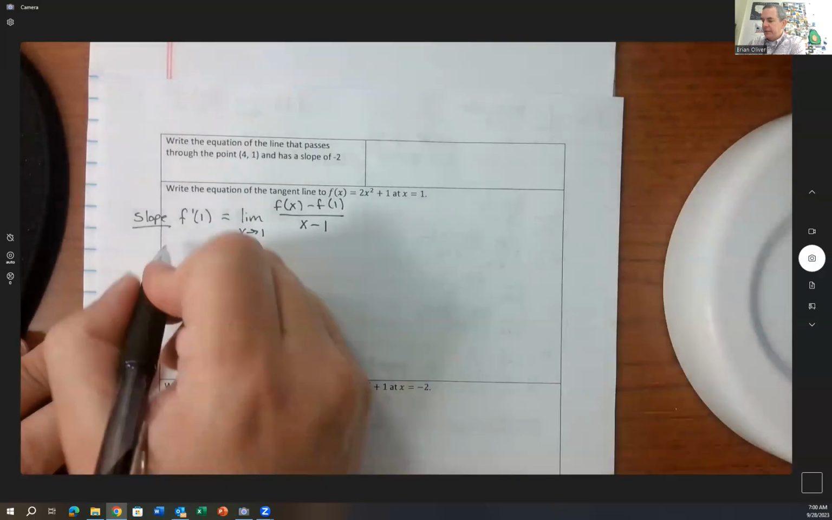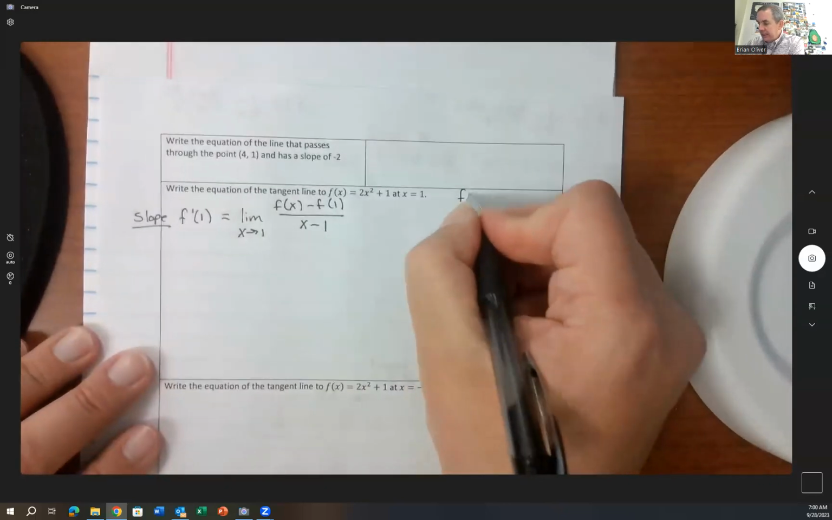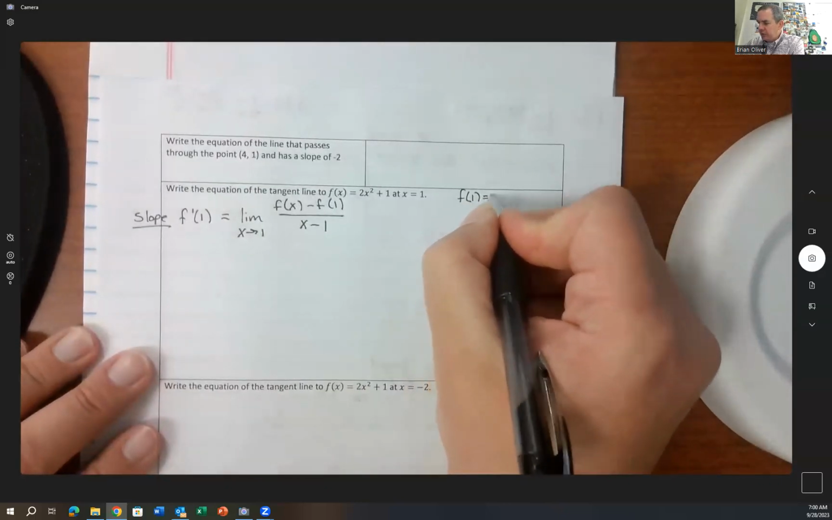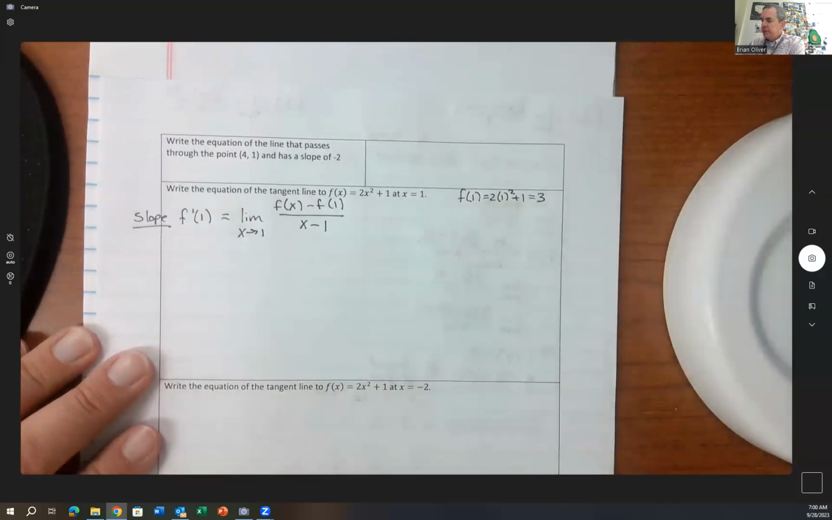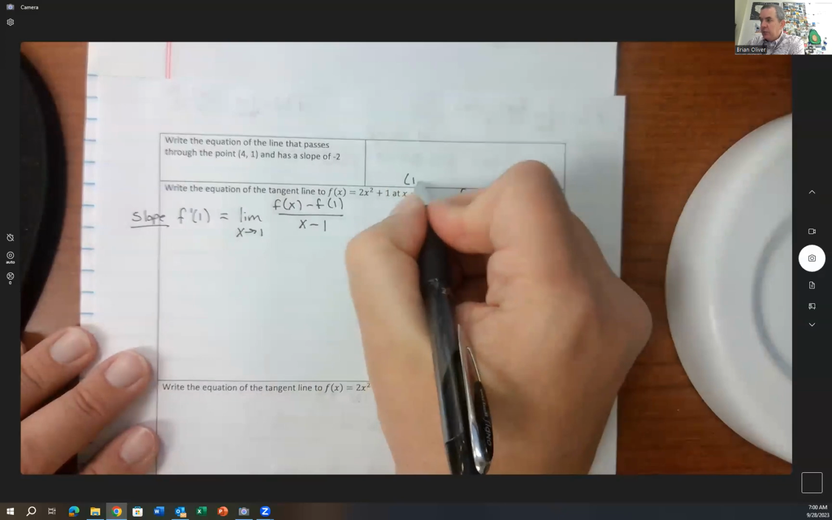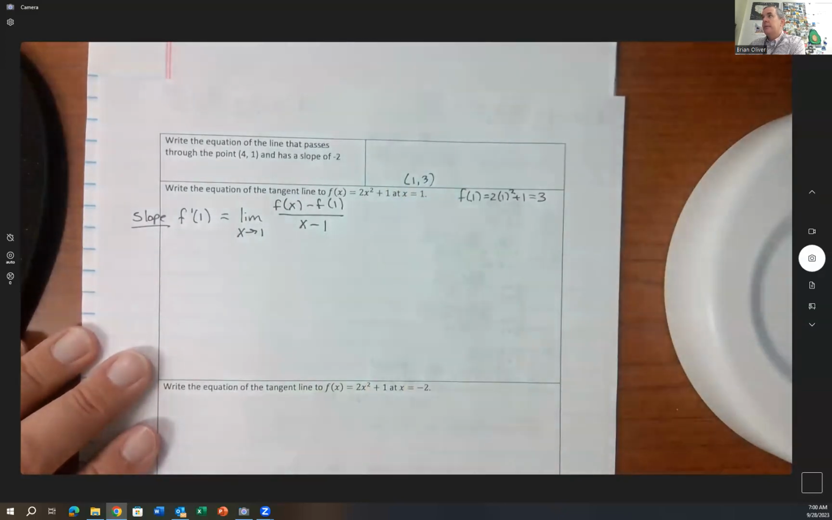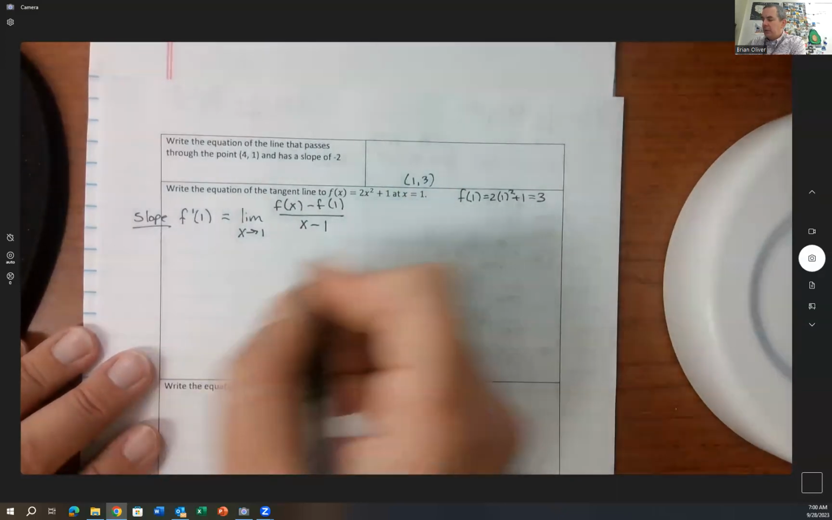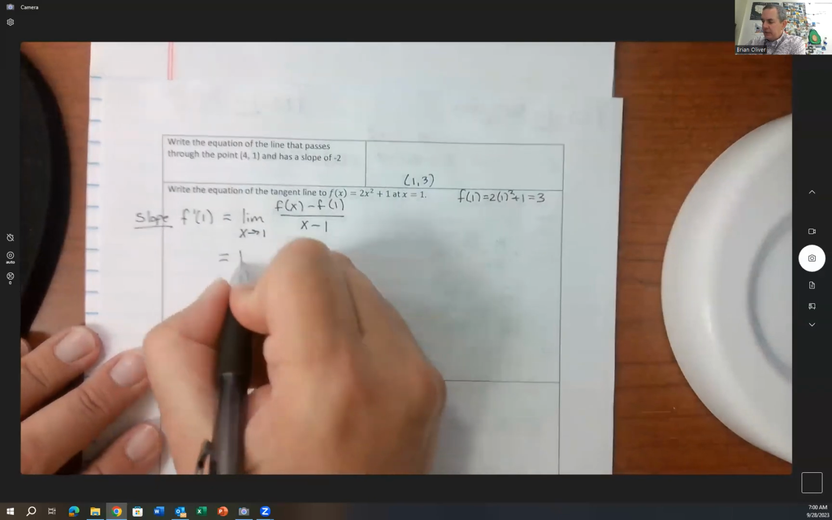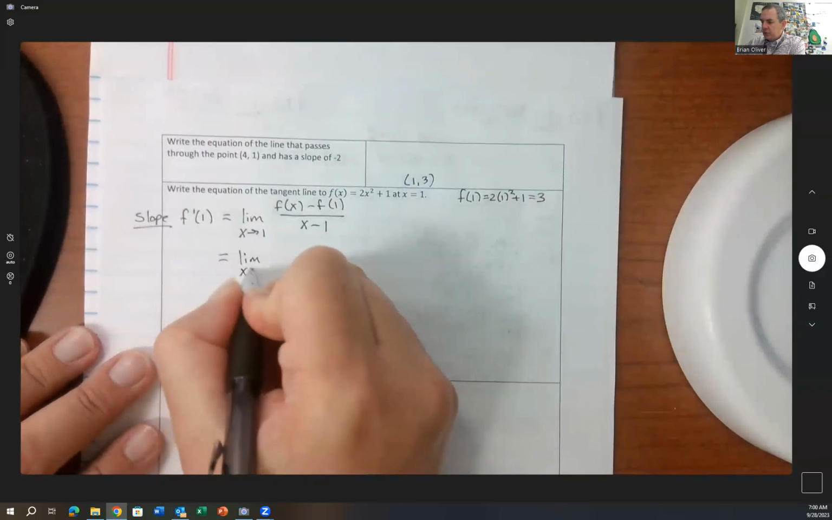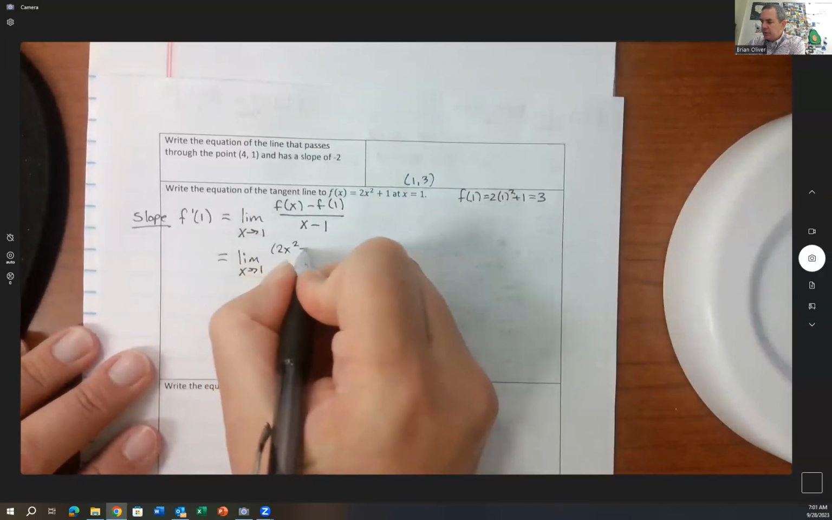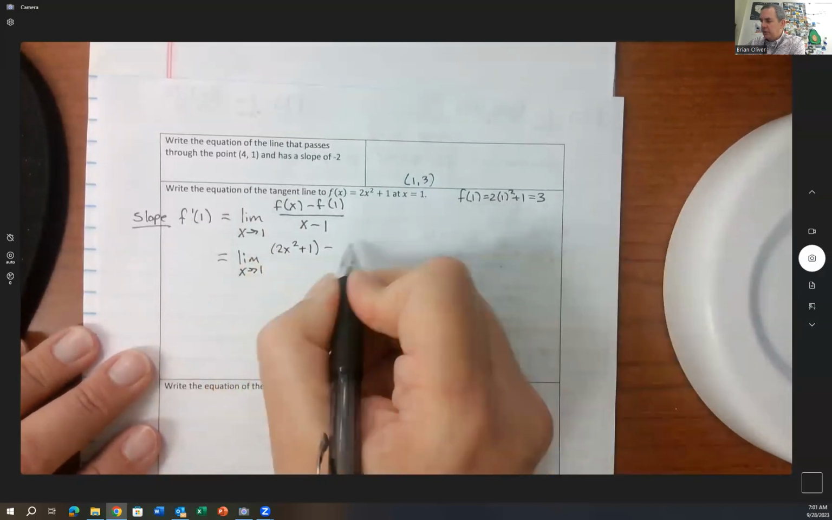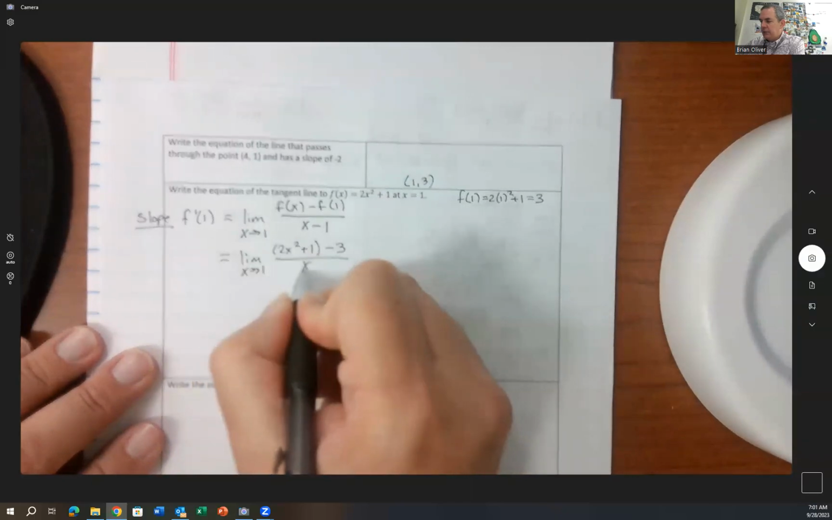I'm going to need f of 1 anyway. f of 1 is 2 times 1 squared plus 1, which gives me 3. So basically the point I'm at is (1, 3). Now I'm going to rewrite this limit: the limit as x approaches 1 of f of x, which is 2x squared plus 1, minus f of 1, which is 3, over x minus 1.